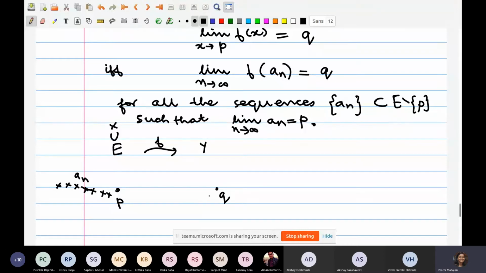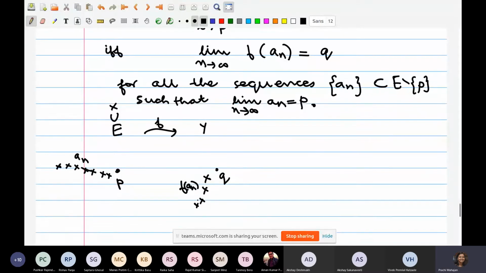So if the sequence AN converges to the point P, then the corresponding sequence f of AN must converge to the point Q. And this should happen for every sequence in the set E minus P converging to the point P. Then the limit of the function f exists and equals Q. And likewise, if the limit exists, then this is true for all sequences converging to the point P. Does everybody follow the statement of this theorem here? Yeah, is that a yes with everybody? Okay, all right.